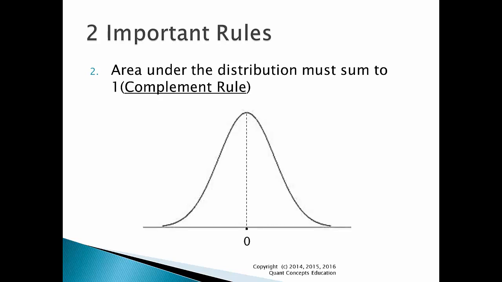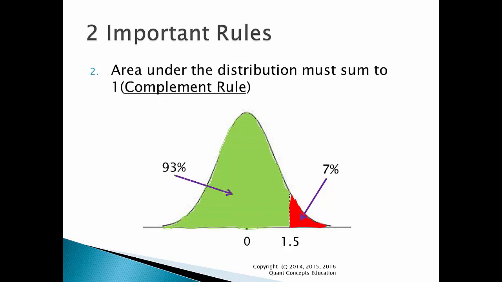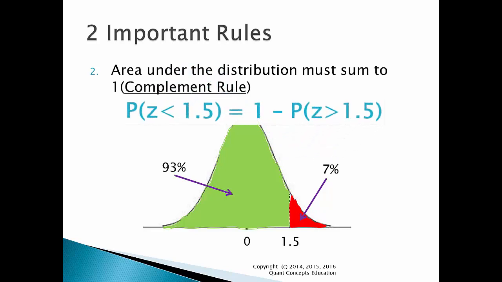Now, again, suppose we know that the probability that z is larger than 1.5 is equal to 7%. Using the complement rule, the area underneath the curve to the left of this, that is, the probability that z is less than 1.5, must be equal to 93%. So the probability that z is less than 1.5 is equal to 1 minus the probability that z is larger than 1.5. 0.93 is equal to 1 minus 0.07.